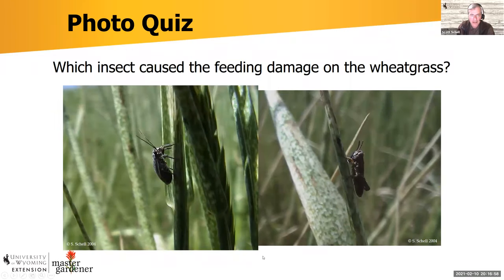Normally, if we had more interaction, I could have this quiz, but I usually put this up after this. Here we have a little grasshopper. They have a chewing mouthpart. Here we have a true bug. You can actually see its beak here. This is on a crested wheatgrass, and I think intermediate wheatgrass over here.